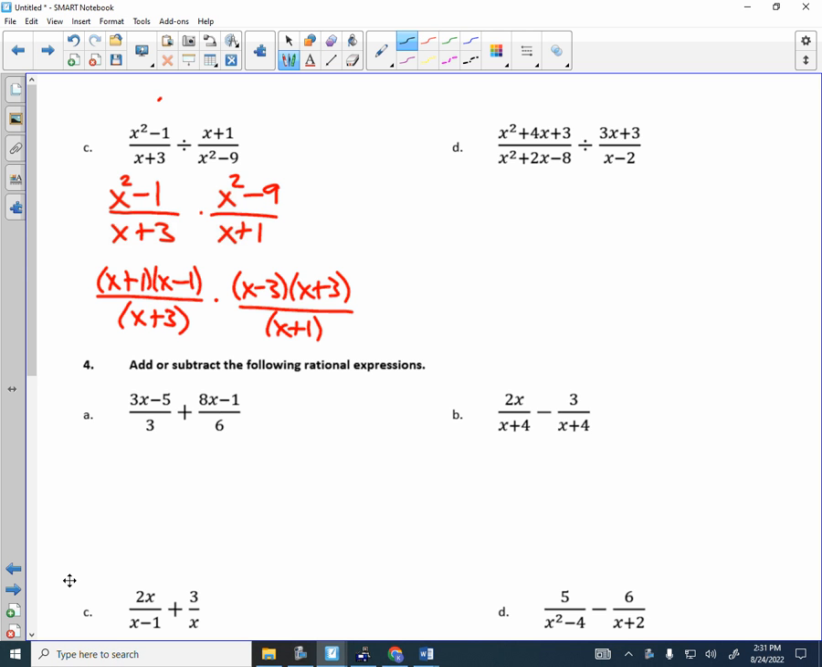Looking for anything to cancel. Looks like the 1's cancel and the plus 3's cancel. I have that quantity that remains: x minus 1 times x plus 3. Whoop, x minus 3, excuse me. Letter D on your own. Go.